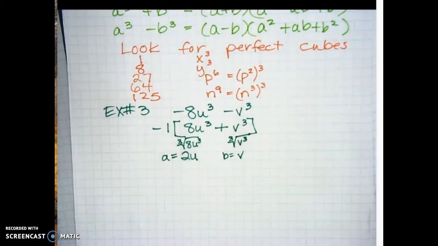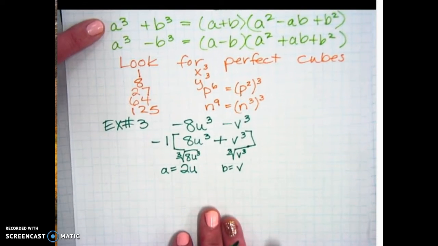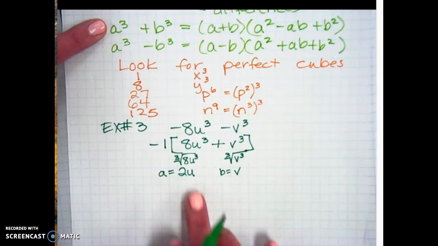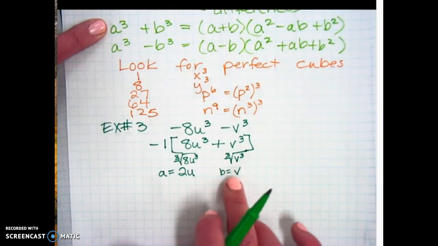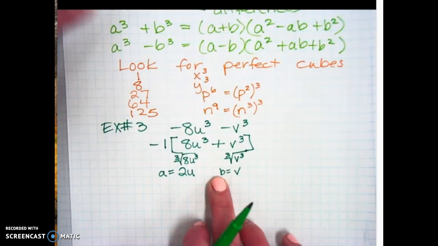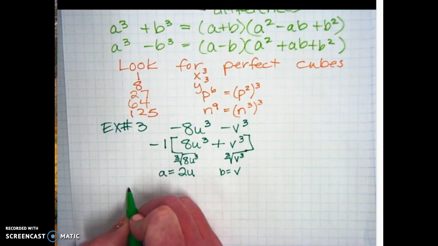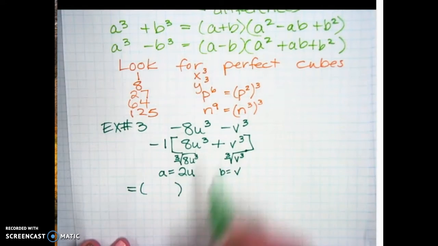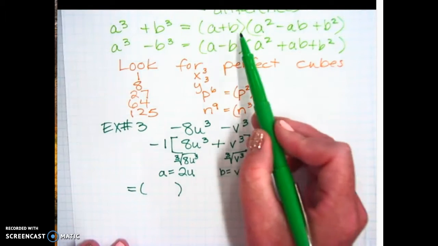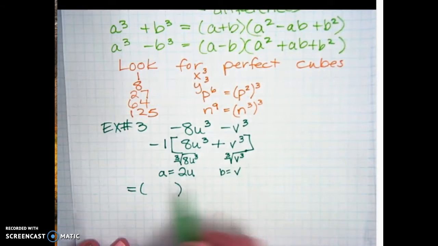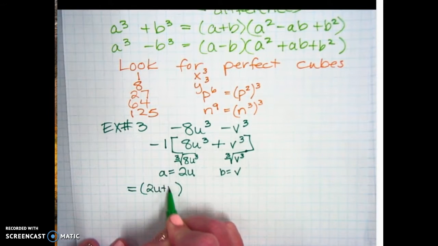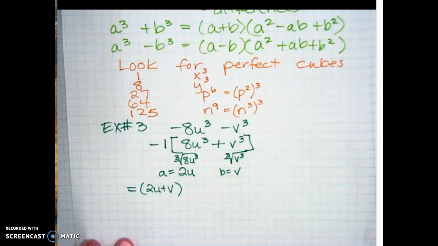Okay? So using the pattern from right here, you can barely see it, we're going to use 2u for our a and v for our b. First time we write it, we're just going to plug it in. Second time we write it, we're going to simplify it. So for the binomial, the pattern says a plus b. So we're going to have 2u plus v. That one's pretty nice. We won't have much simplifying or any simplifying to do with that one, right?